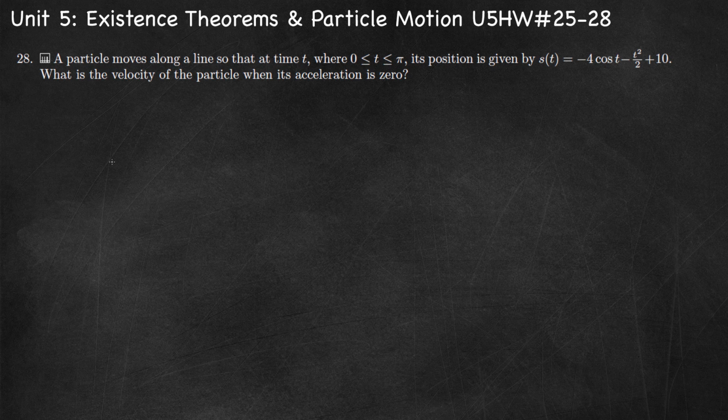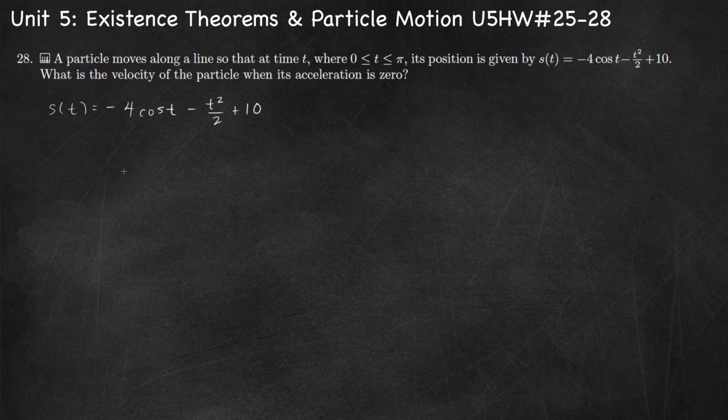And our last question, a particle moves along a line so that at time t between 0 and pi, its position is given by s of t. What is the velocity of the particle when its acceleration is 0? So I'm going to rewrite s of t. That's negative 4 cosine t minus t squared over 2 plus 10. I want the velocity, which would be s prime of t, when its acceleration is 0.